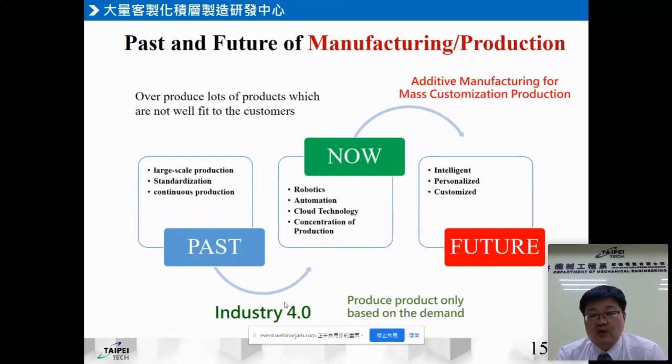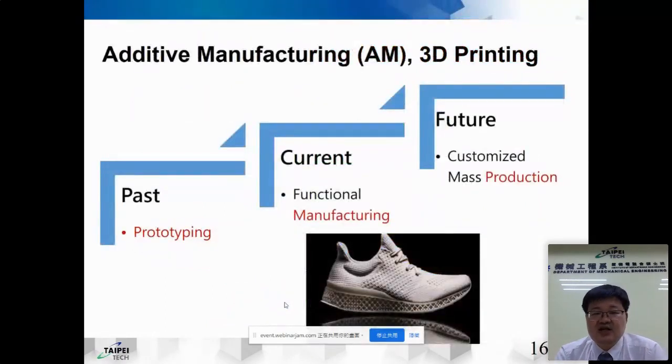So that we will produce something only when you order, and we can design and make something for you. One example is the shoe market. For additive manufacturing, in the past, we used this technology to make prototypes. These prototypes looked like a very good shoe, but you could not wear it because the function was not right. It was only about the fashion of the shoe.